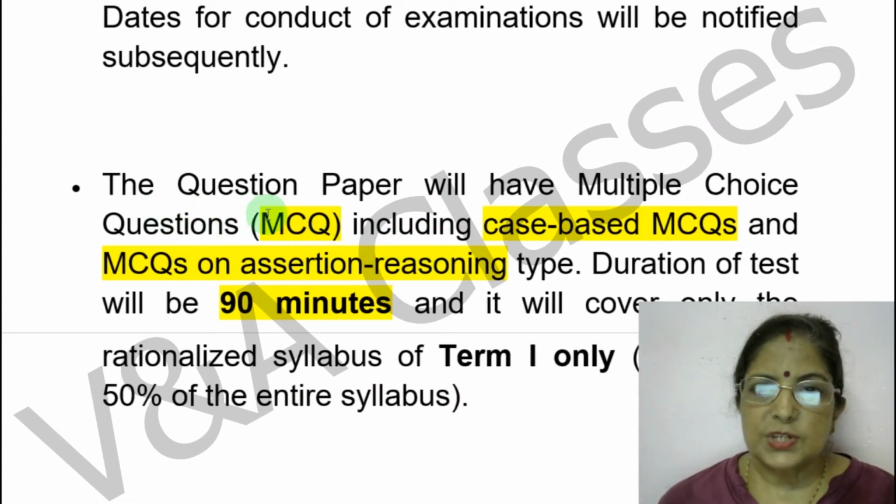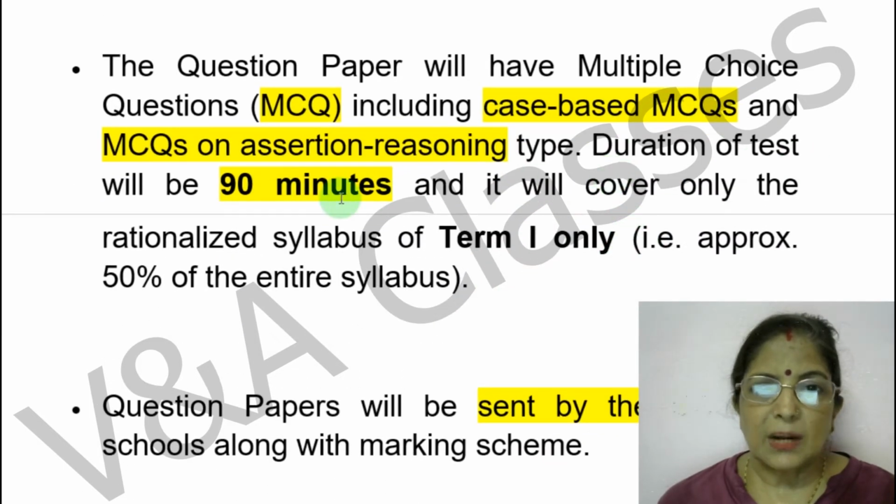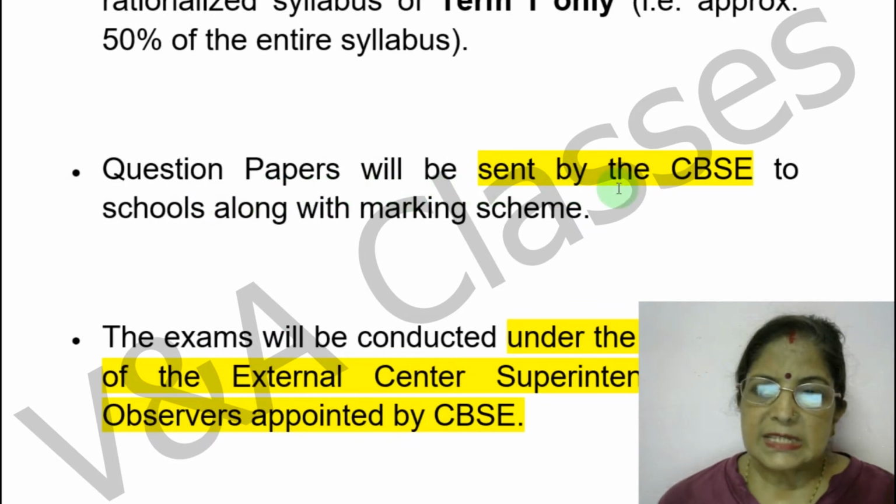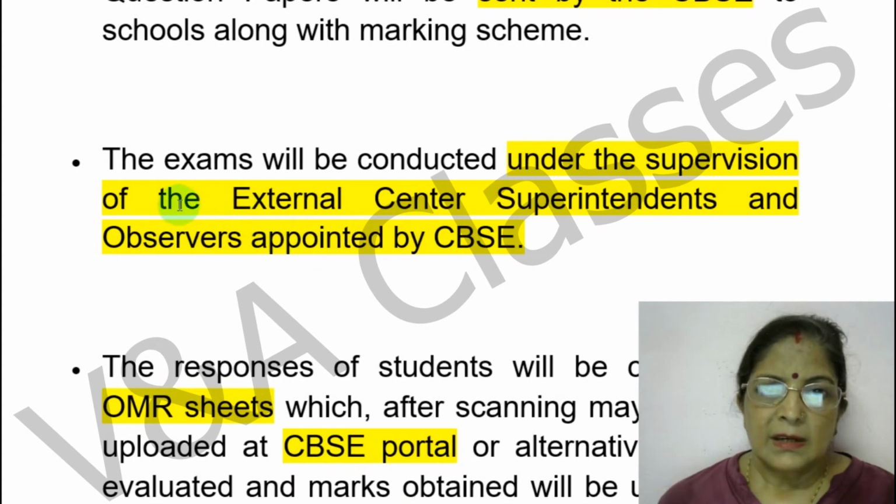Now next point, the question paper will have multiple choice questions or MCQs, including case-based MCQs and MCQs of a certain reasoning type. Duration of the test will be 90 minutes and it will cover only the rationalized syllabus of term 1 only, that is approximately 50% of the entire syllabus. Now next point, the question paper will be sent by the CBSE to schools along with the marking scheme. Now next point, the exams will be conducted under the supervision of external centre superintendents and observers appointed by CBSE.